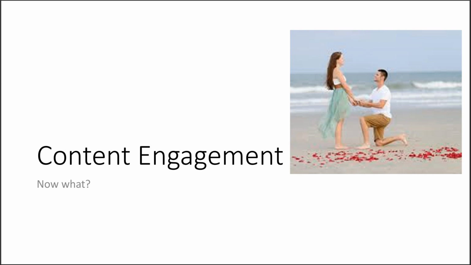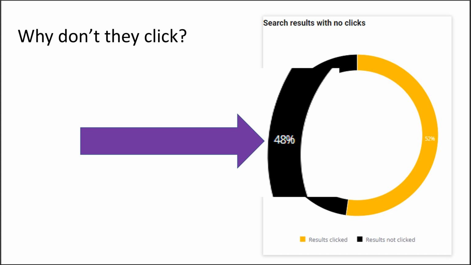We want to know why aren't they engaging in our content? So we get results and we know what they're looking for, but why aren't they engaging? We know that about half of our users are not clicking through. That begs a lot of questions: were the results inappropriate, or were there too many, or unclear? I'm not sure.